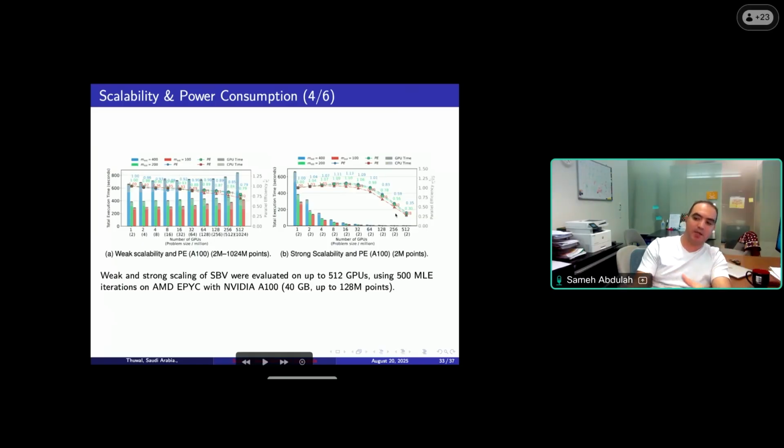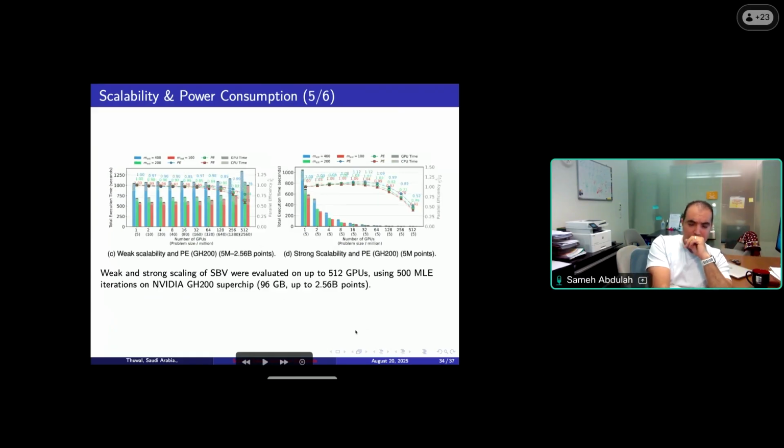The 30 million spatial locations, we modeled on the whole Frontier supercomputer. And you can see here the weak scalability and the strong scalability results with different numbers of spatial locations. This is on 2 million points, and this is from 2 million to 1 billion.